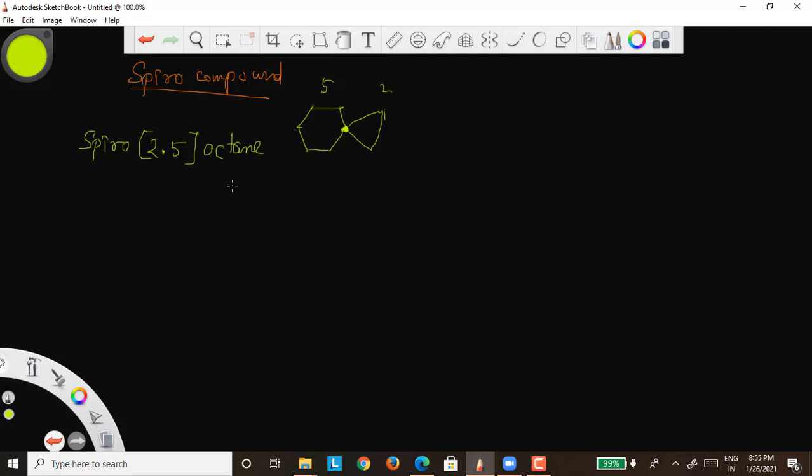In case of bicyclo compound, the numbering should be given with the larger cyclic part. Means whichever is the larger bridge, that will be numbered first, and whichever is the smaller bridge, that will be numbered later, second or third. That was in descending order, but here it will be in ascending order. In spiro compound, the numbering will be given with the smallest ring first. Means this should be 1.